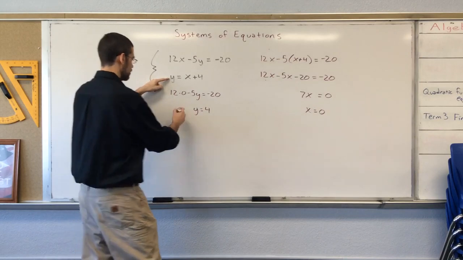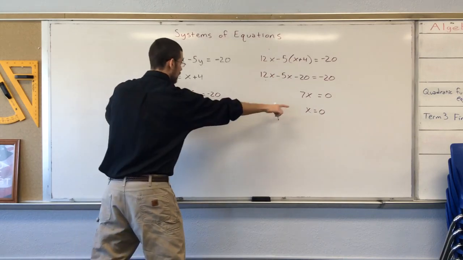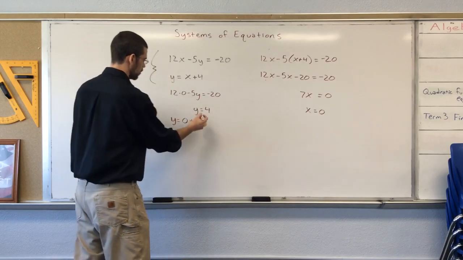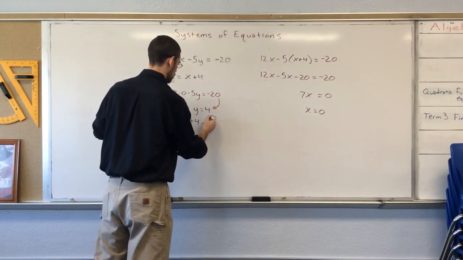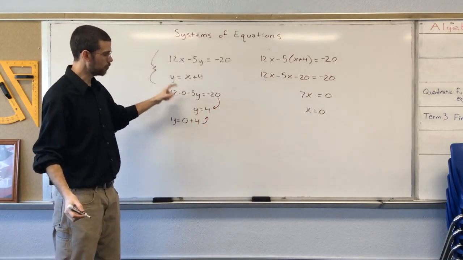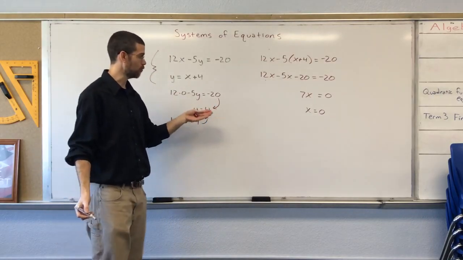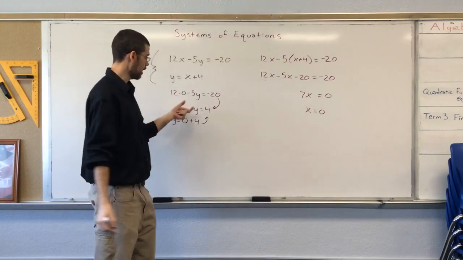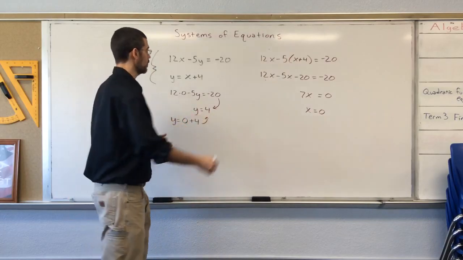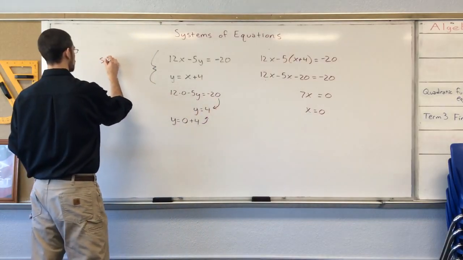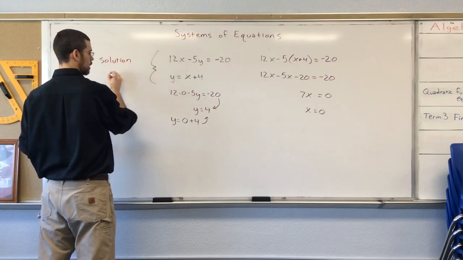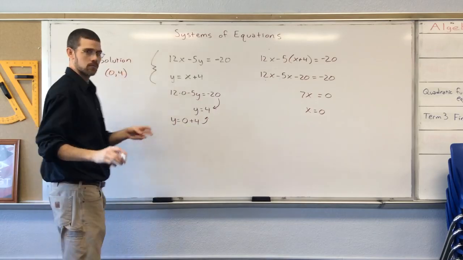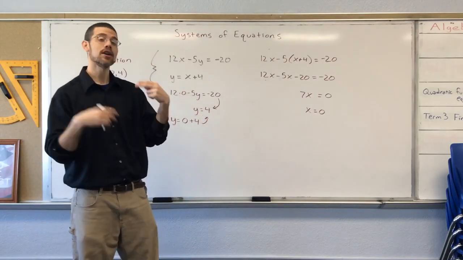Now we'll use the second equation. y equals x, which is 0, plus 4. Well, 0 plus 4 is also 4. So both of those give the same result, so we have confirmed that x equals 0 is the x-coordinate of our solution, and that it corresponds with the y-coordinate 4. So we know that this one's solution is 0, 4.